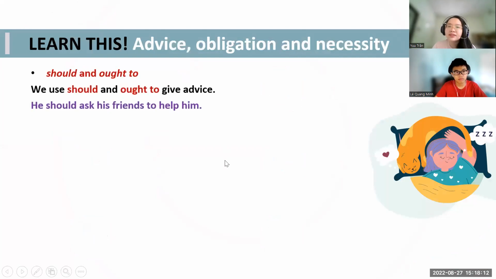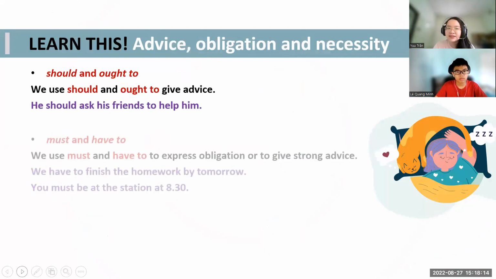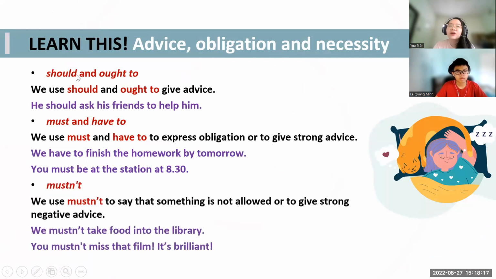Right, advice, obligation, and necessity. These modals are used to describe either advice, obligation, or necessity. So the first one, should and ought to, which do they describe? What do they describe? They are used to talk about advice, obligation, or necessity. Is this advice? Okay, it is about advice, right? They are used to talk about advice.